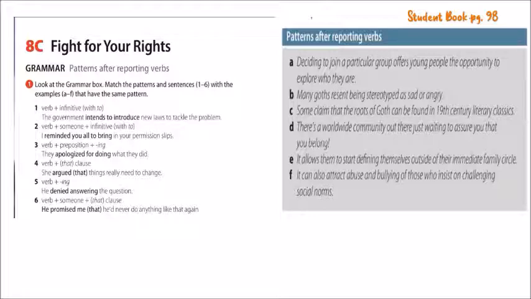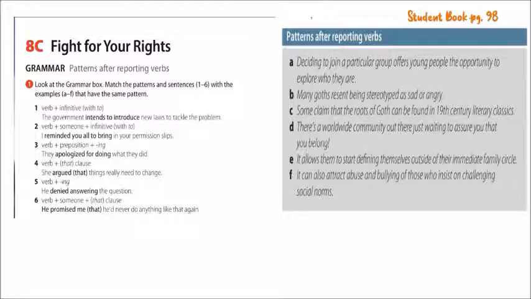Okay, so these were some sentences that we read in the article on the previous page, but now we have to match these sentences to the rules in exercise number 1. Let's look at rule number 1. It says verb plus the infinitive with to. For example, the government intends to introduce new laws to tackle the problem. What would be another sentence from A through F that follows that same rule? A verb that is followed by an infinitive with to.